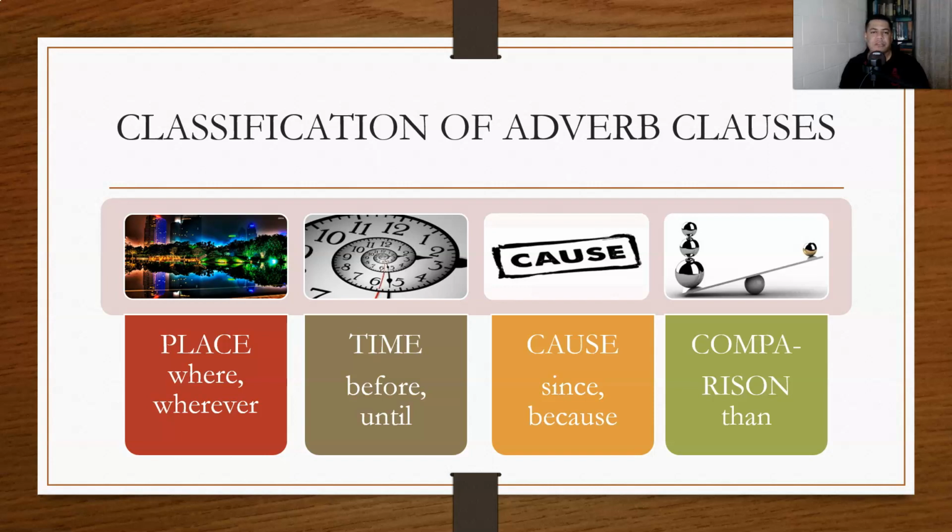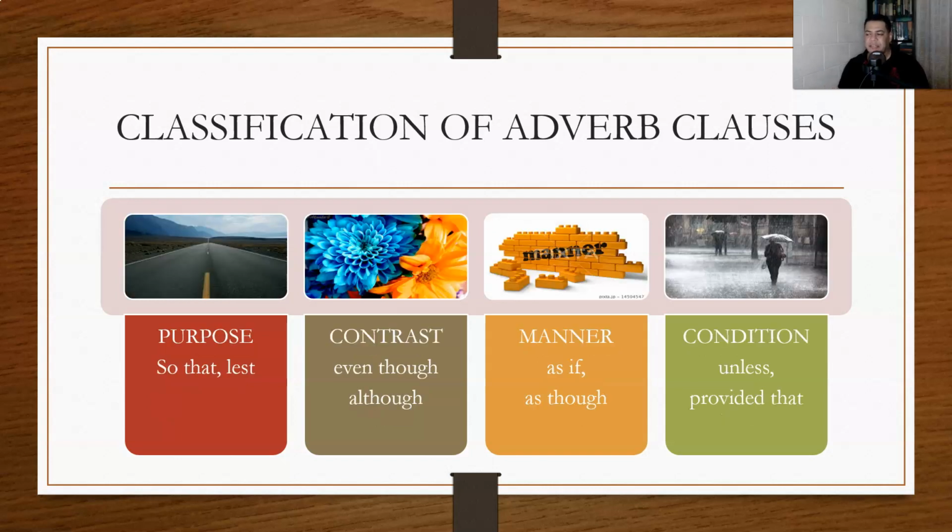We have adverb clauses of comparison as well. A word that we can use to introduce adverb clauses of comparison is, for example, the word than. Now, then we have adverb clauses of purpose. Examples of subordinators are so that and lest. Lest is used for a purpose to avoid a negative outcome.